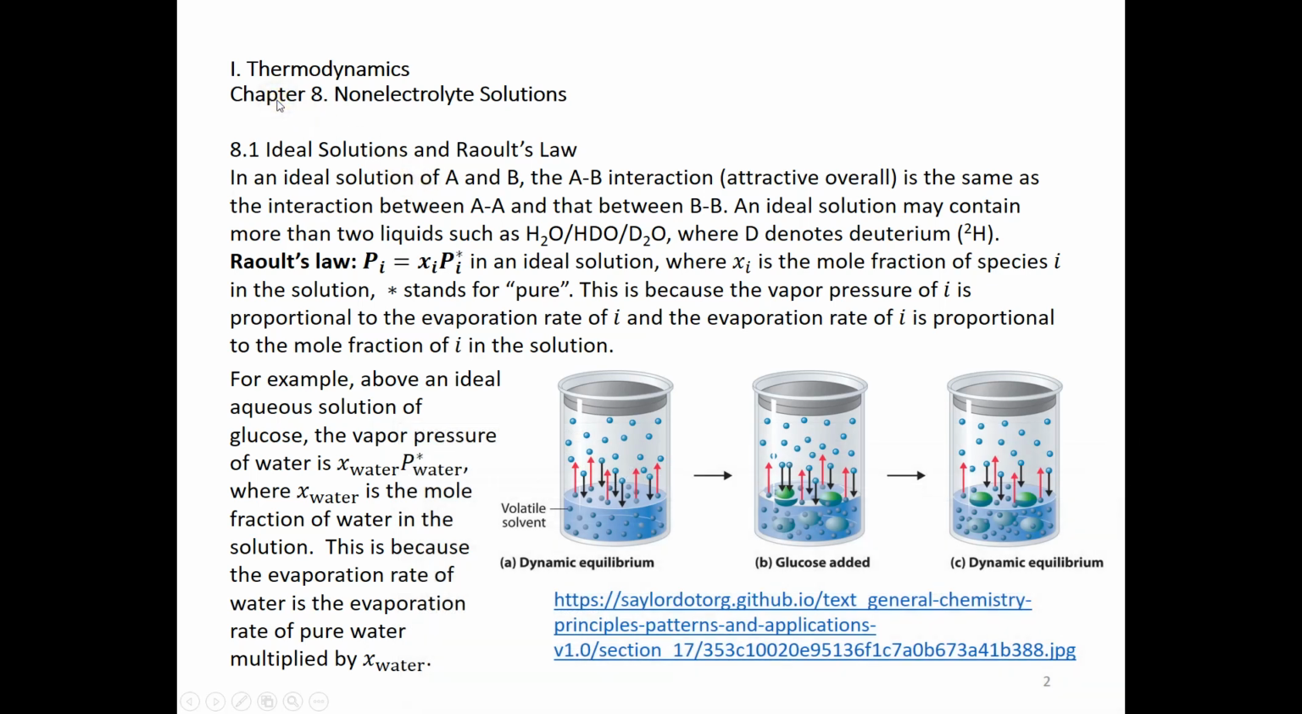Chapter 8, Non-Electrolyte Solutions, Section 8.1, Ideal Solutions and Raoult's Law.